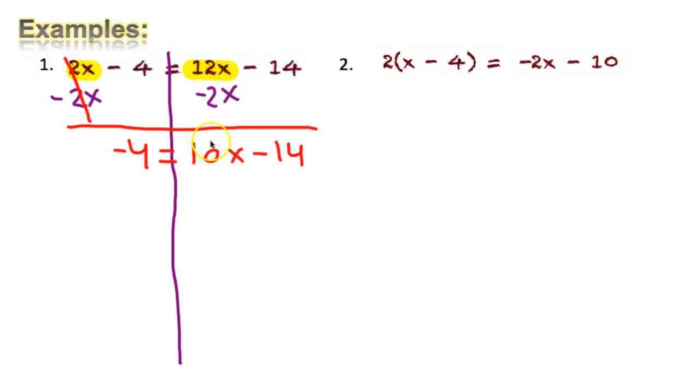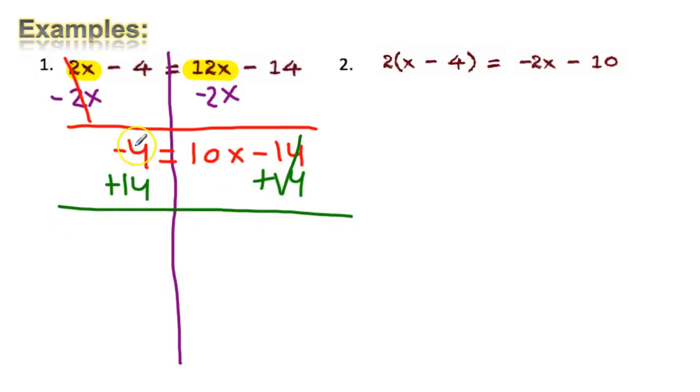So now I have the variable on one side, but I need to move this constant term over to the other side. So to do that, I will do a plus 14 and a plus 14. So it was subtraction, so I do addition, those cancel, and now I need to add what we have over here. Minus 4 plus 14, that equals positive 10, and that equals 10x.